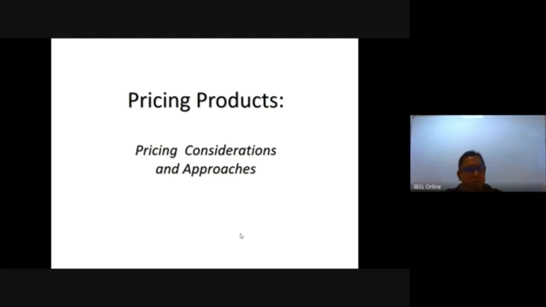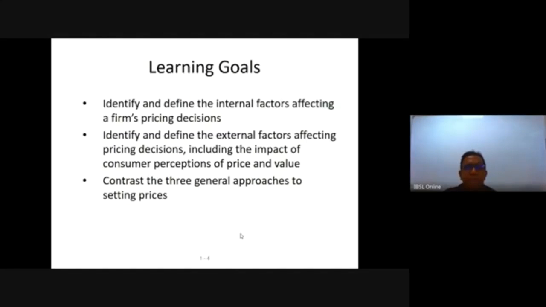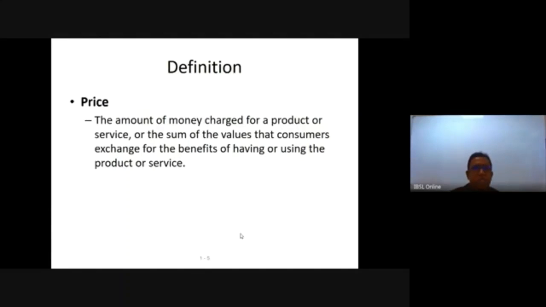Then we go to the next P, that is price or pricing of products. So in this session, we'll be identifying and defining the internal factors affecting a firm's pricing decisions, identify and define the external factors affecting pricing decisions, and also contrast the 3 general approaches to setting pricing. So price is the amount of money charged for a product or service or some of the value that consumers exchange for the benefit of having or using the product or service.